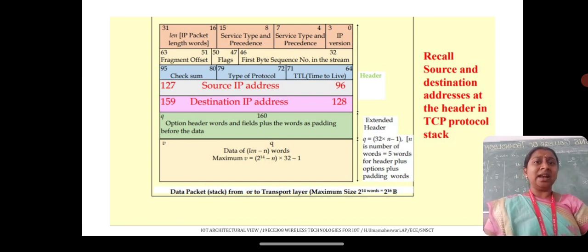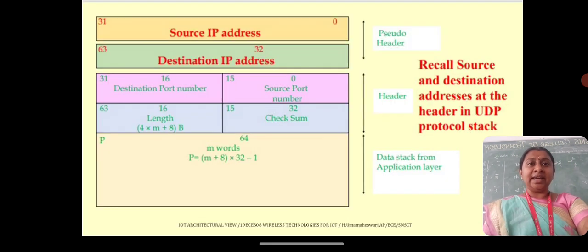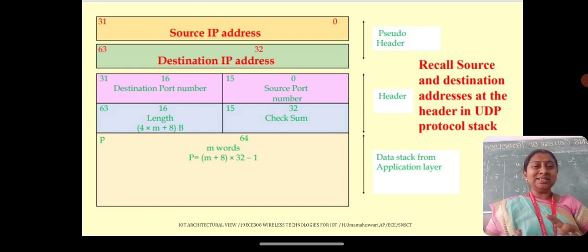Then 96 to 127 is the source IP address, and 128 to 159 is the destination IP address. And finally we have the data packet, which is transported from one layer to another layer. This is the source and destination IP address, where we have three types of header: one is a header, the next is a pseudo header, and the data which is stored in the stack is moved to the application layer.